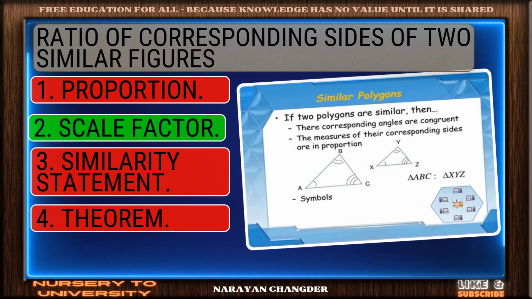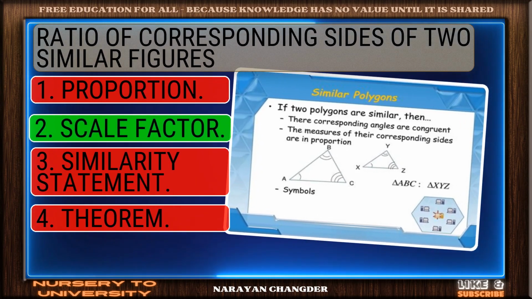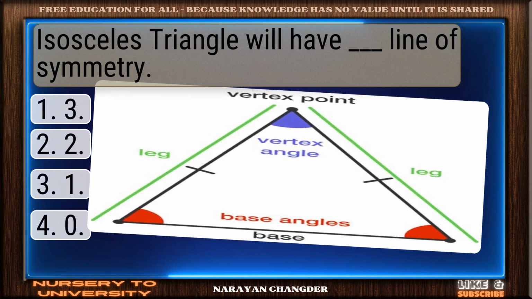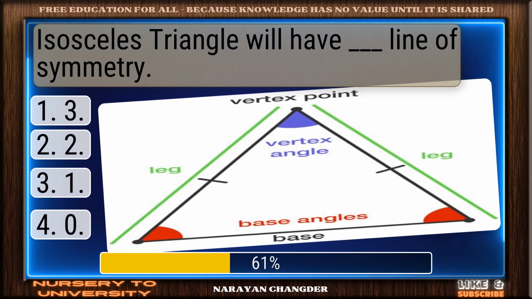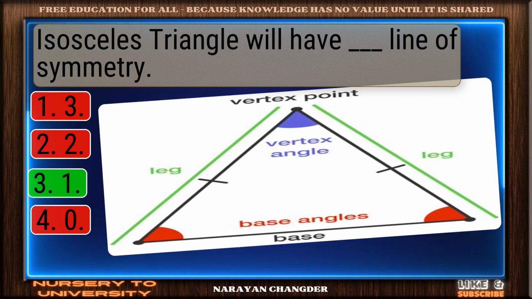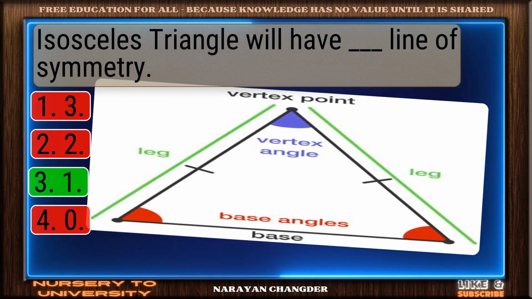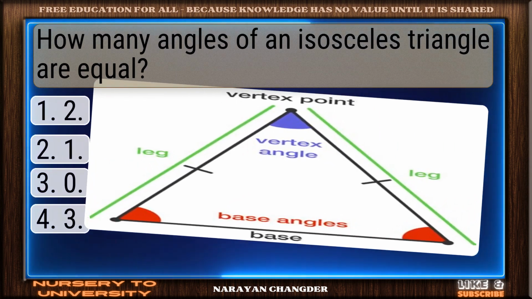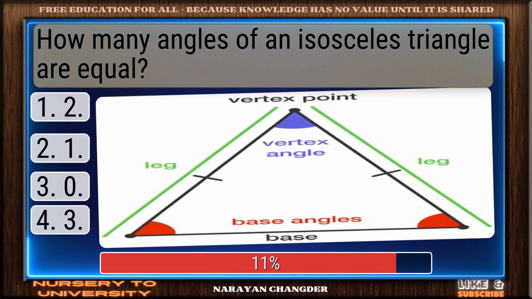Right again. Scale factor is a valid answer. Question number 110. An isosceles triangle will have dash line of symmetry. On track. 1 is the correct answer. Question number 111. How many angles of an isosceles triangle are equal?